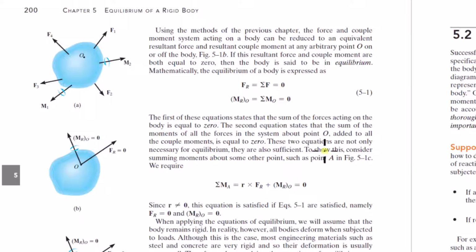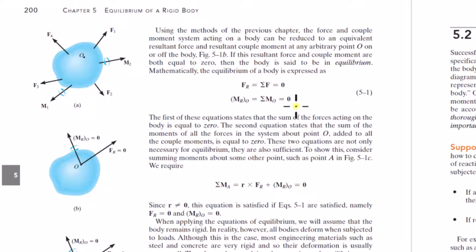So to show that these two equations are necessary for equilibrium and also sufficient, and to explain what they're saying, here we just did the transformation. We transformed the force system to a force and couple moment at a point. That's all we did. So this is necessary, based on this definition. If you take a force system and simplify it to a resultant force and couple moment at just any point, then that means the body is in equilibrium. That's necessary. I mean, that's the definition, right?